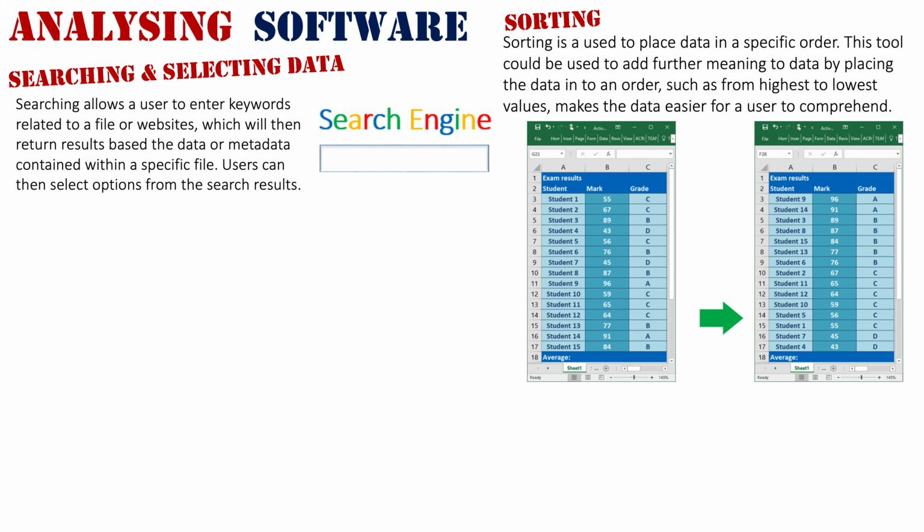Just by sorting data, we can get information out of it, even though the data hasn't changed. It's just been changed in its placement, but the actual digits on screen are exactly the same. Just by reordering it, the data has become more meaningful through that analysis.